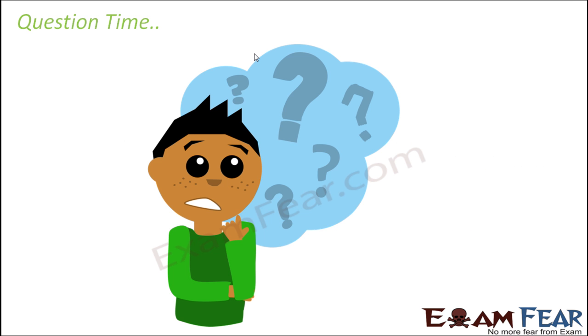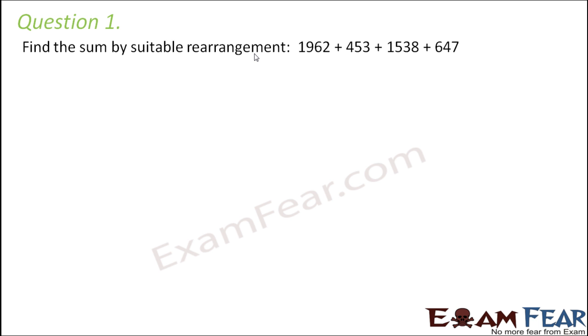Now based on all these properties that we have discussed so far, let us try to look at some of the questions. Question number 1. Find the sum by suitable rearrangement. Here we have been given a few 3-4 digit numbers and we have to add them. We can add them normally also, but we need to add them smartly.